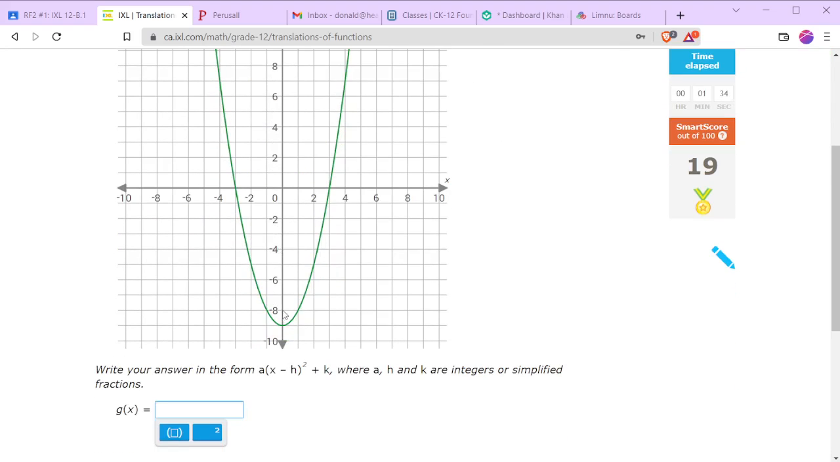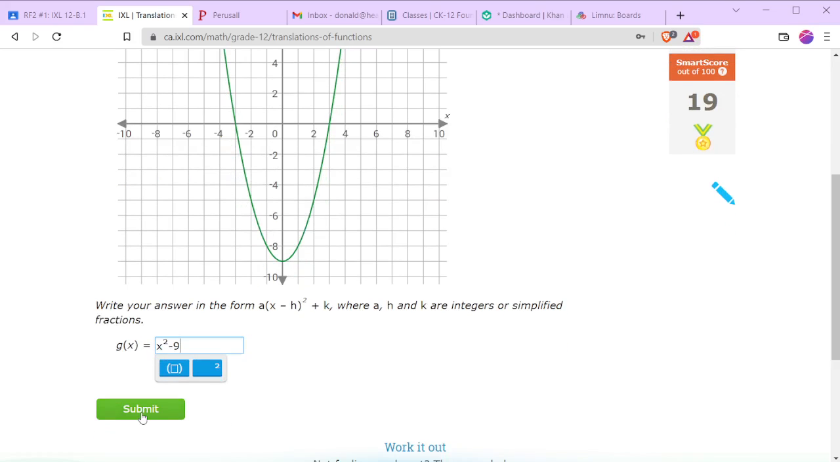Here we have another translation. This time it's 9 units down. It's purely vertical, and because that -9 is not acting directly on the y value, which is our g(x), it's on the right-hand side, we just subtract 9.